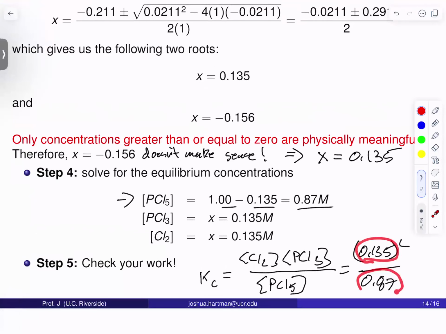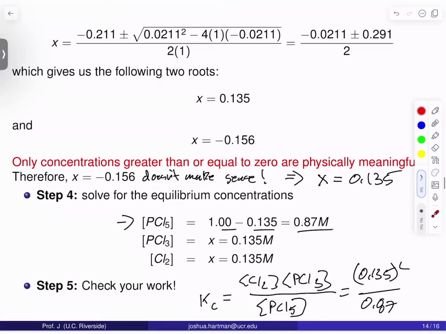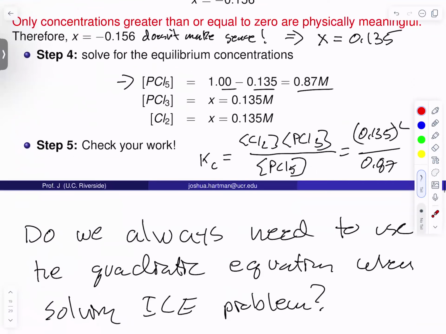Do these given equilibrium concentrations match the equilibrium constant expression? When you plug them back in, they should match Kc. Okay, so some of you might be looking at this quadratic equation and saying, oh, that looks ugly and terrible. Do I always have to do that? So the question comes down to this: do we always need to use a quadratic equation when solving ICE table problems?